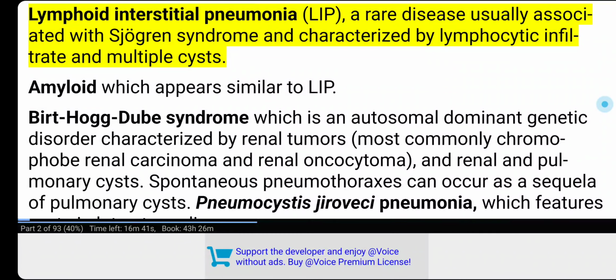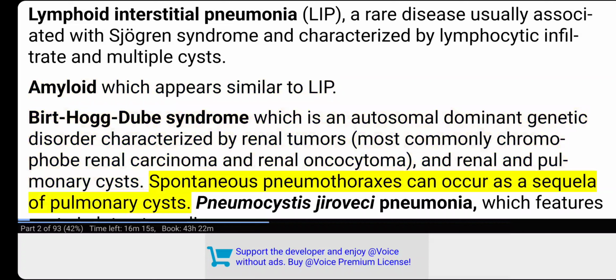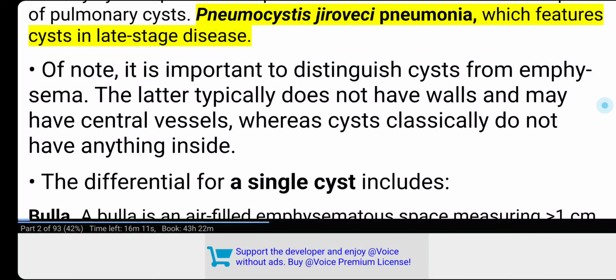Lymphoid interstitial pneumonia, LIP, a rare disease usually associated with Sjogren syndrome and characterized by lymphocytic infiltrate and multiple cysts. Amyloid, which appears similar to LIP. Birt-Hogg-Dubé syndrome, which is an autosomal dominant genetic disorder characterized by renal tumors, most commonly chromophobe renal carcinoma and renal oncocytoma, and renal and pulmonary cysts. Spontaneous pneumothoraxes can occur as a sequela of pulmonary cysts. Pneumocystis jirovecii pneumonia, which features cysts in late-stage disease.